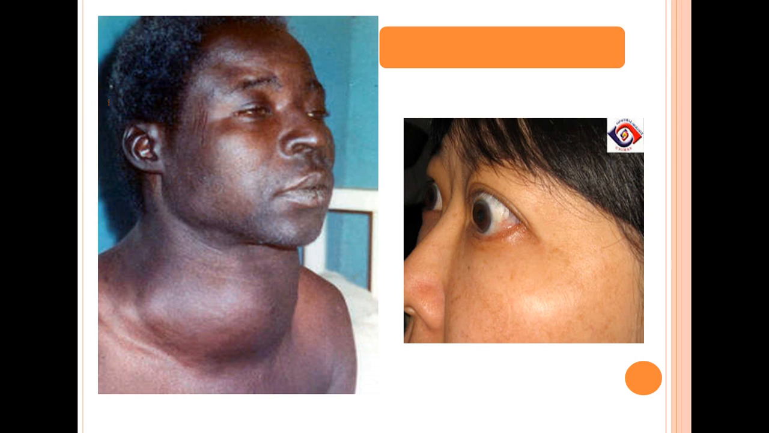This picture shows some of the clinical manifestations of a patient who has thyroid disease. This is a goiter, which is enlargement of the thyroid gland, and this is the exophthalmos, the eye sign present in case of thyroid disorder.